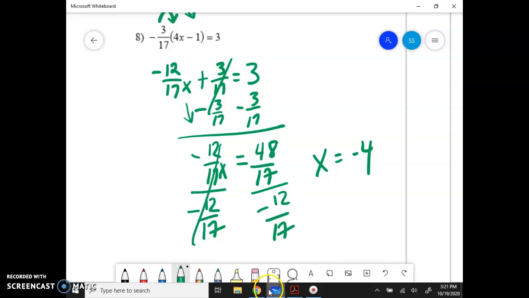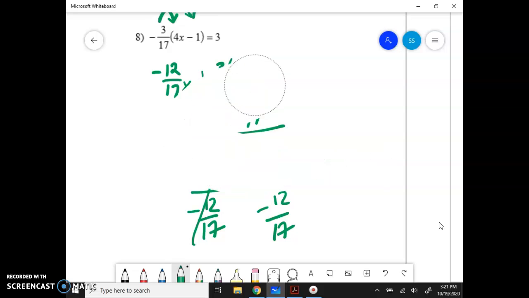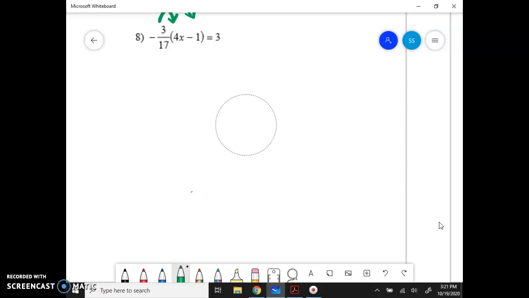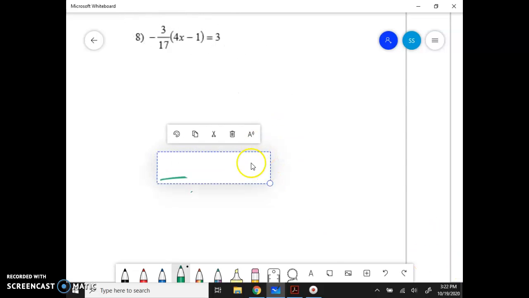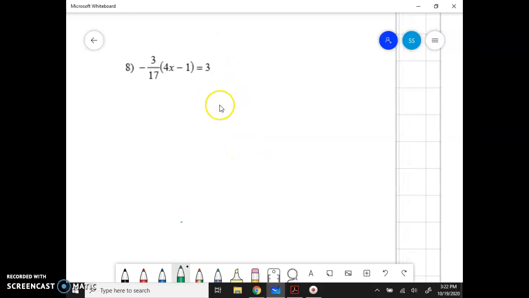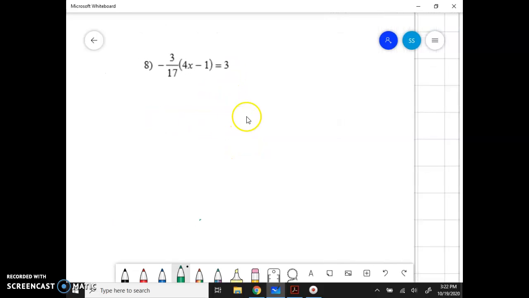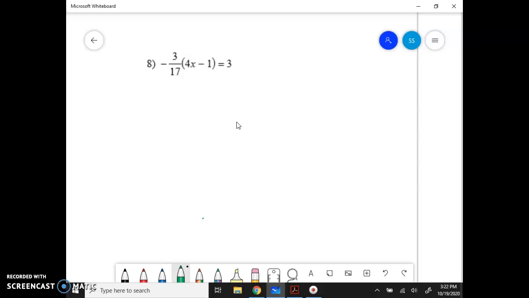But let's show a different way to solve this problem, and we should remember that we're going to get -4 as our answer. Let's make sure we get the same answer both ways. Okay. So let's remember from before we got -4, let's make sure we can get -4 both times.